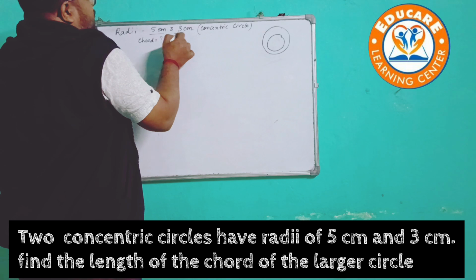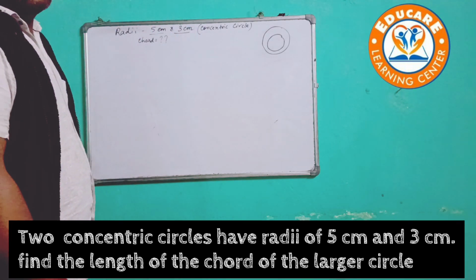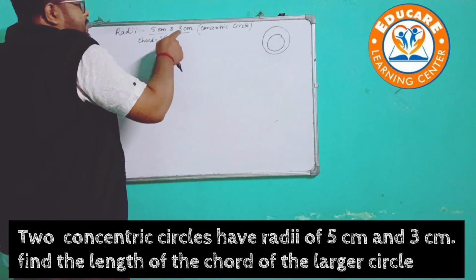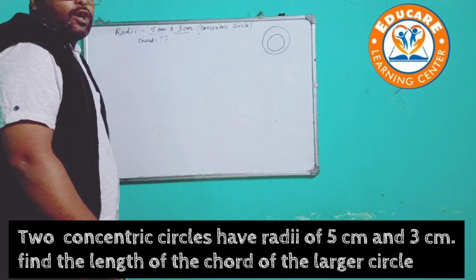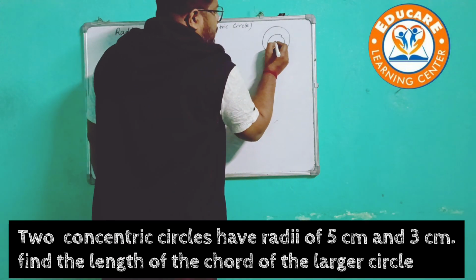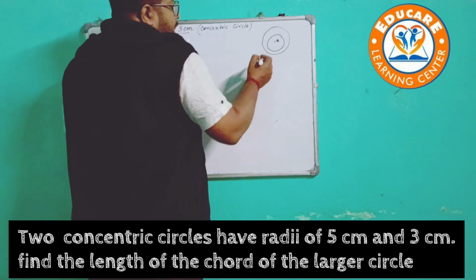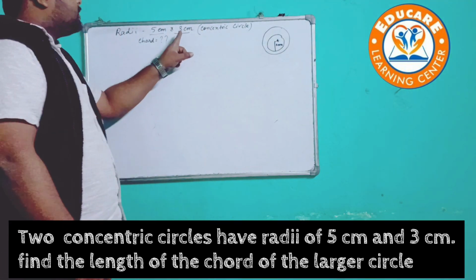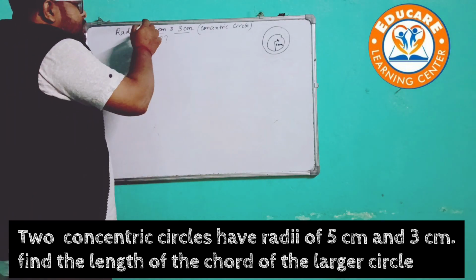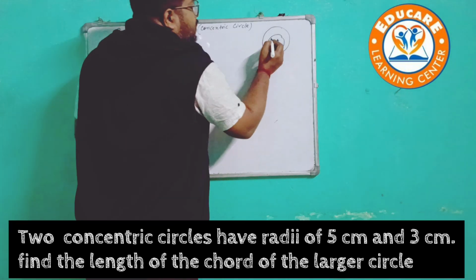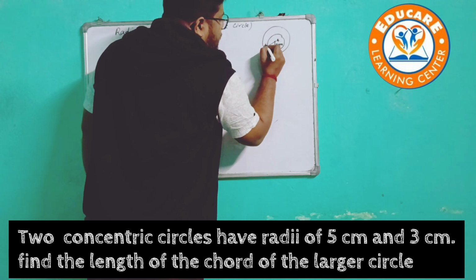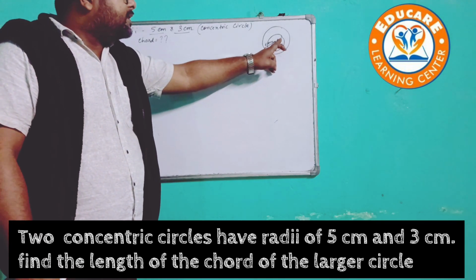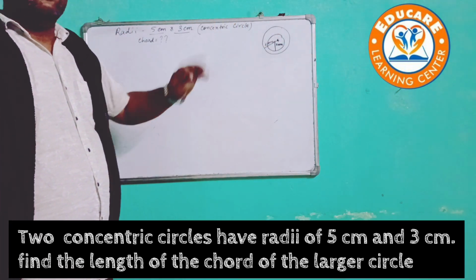Now the radii of both the circles are given: 5 centimeter and 3 centimeter. It is quite obvious that 5 centimeter is the radius of the bigger circle and 3 centimeter is the radius of the smaller circle. If we put a midpoint, say A, from there we draw a radius of 3 centimeter, which is already given. This is the radius of the smaller circle. And we need to draw one more radius of 5 centimeter up to the end of the bigger circle. So this is 5 centimeter. I guess these two parts are quite clear.